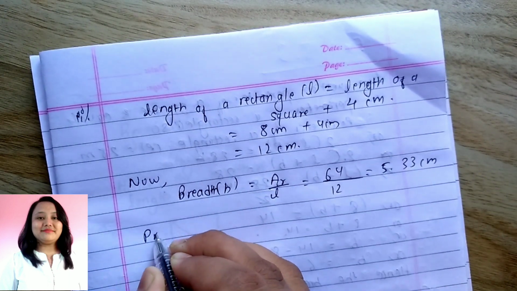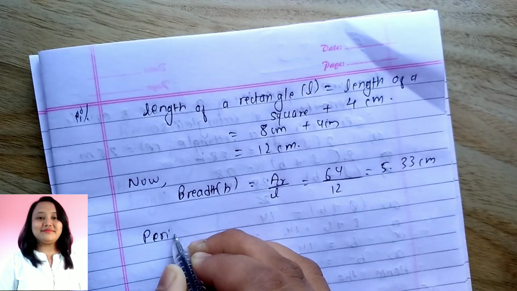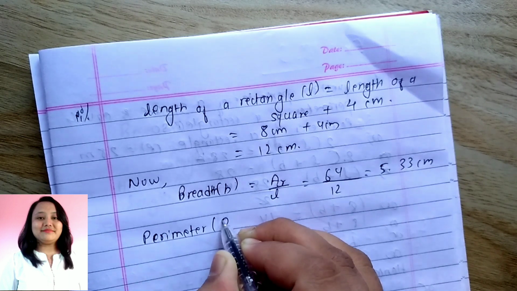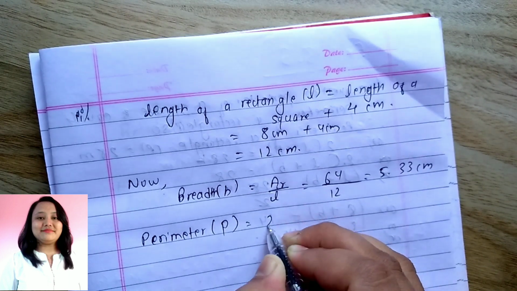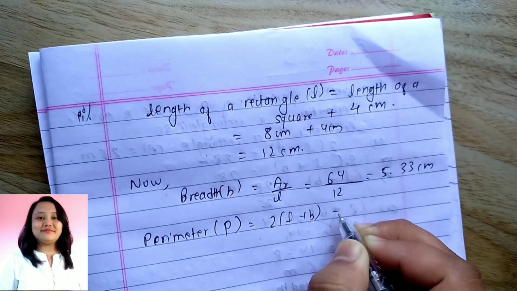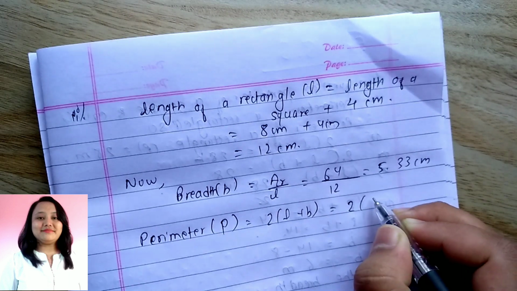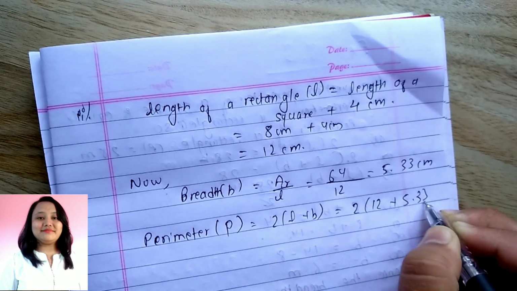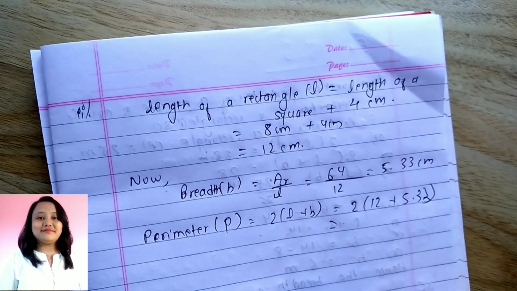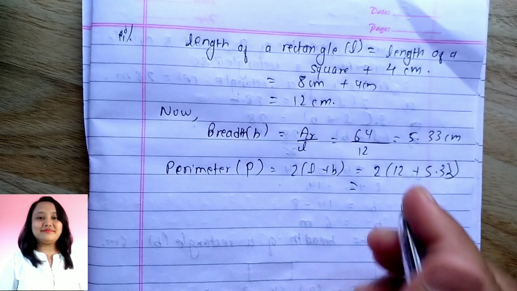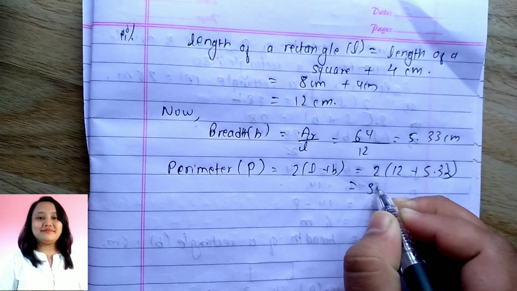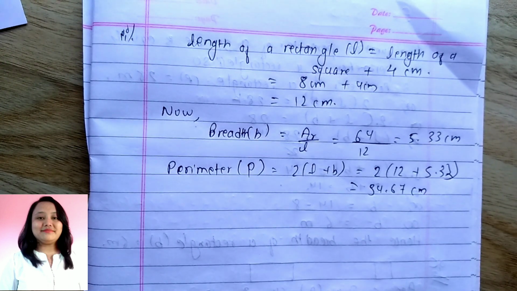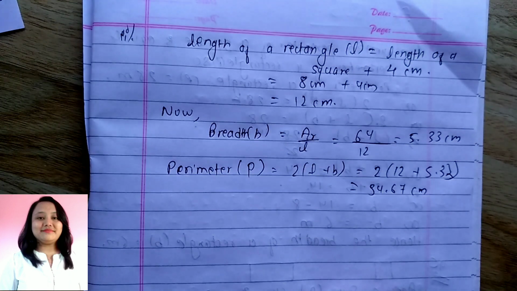Now perimeter of a rectangle, P equals to 2 bracket L plus B, and we know the formula. L is given as 12 and B is 5.33, and it is equals to 34.67 centimeter. So we found out the breadth also, perimeter also.